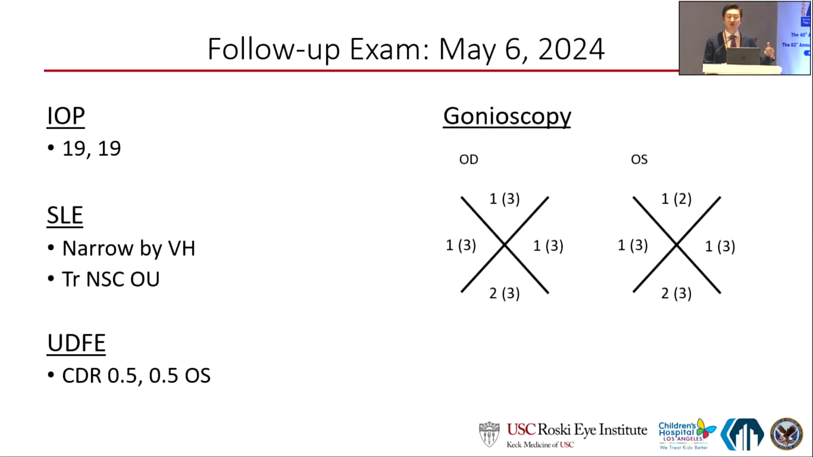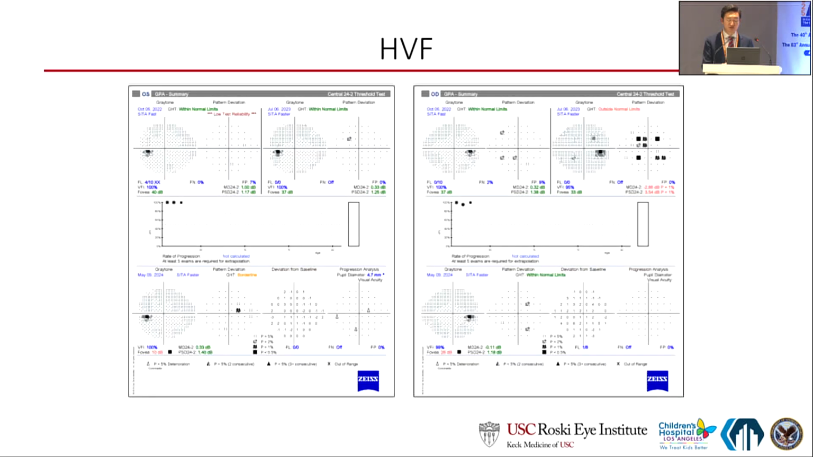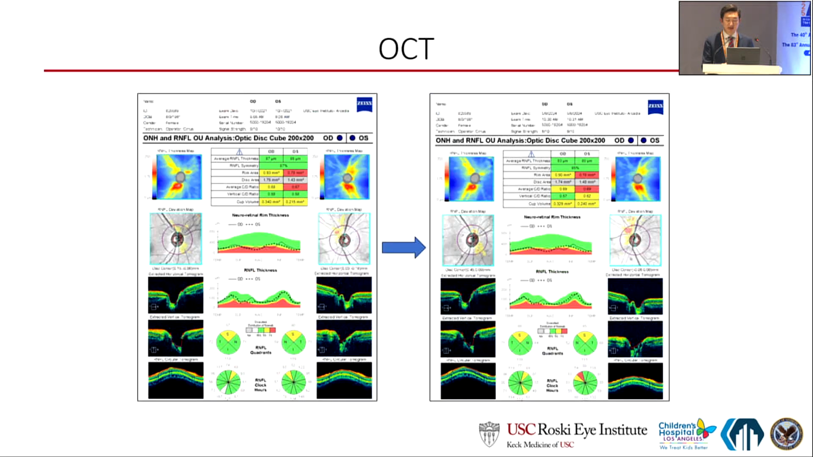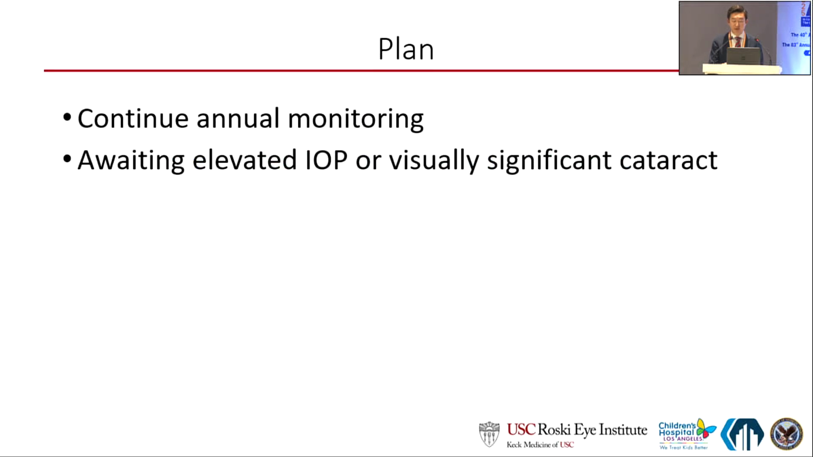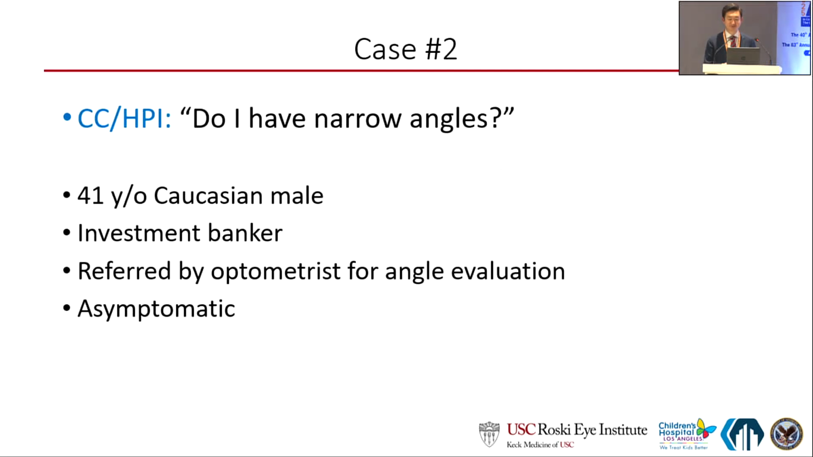So we continue to follow this patient. Most recently, I saw her in May of last year. Her pressure remained stable at around 19, and the rest of her exam also remained very stable. Her visual field has been full, and her OCT RNFL thickness has been unchanged. So our plan is to continue annual monitoring, and we're monitoring her for elevated intraocular pressure or the development of a visually significant cataract, at which point we will perform lens extraction.